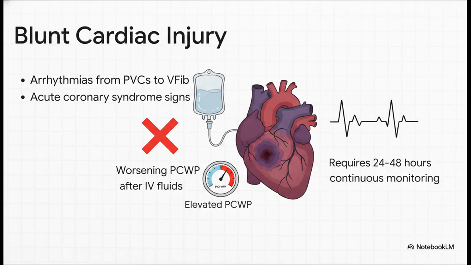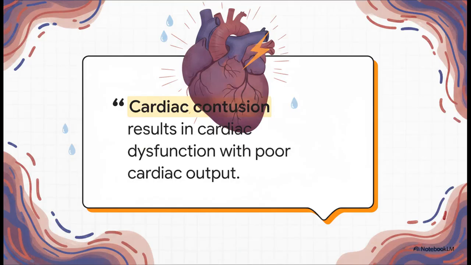These patients absolutely need 24 to 48 hours of continuous cardiac monitoring, because those fatal arrhythmias can pop up when you least expect them. To sum up the core pathophysiology of cardiogenic shock in the trauma setting, just keep this definitive quote in the back of your mind. Cardiac contusion results in cardiac dysfunction with poor cardiac output. The pump is bruised, it cannot squeeze, and flooding it with extra volume is only going to back up straight into the lungs.